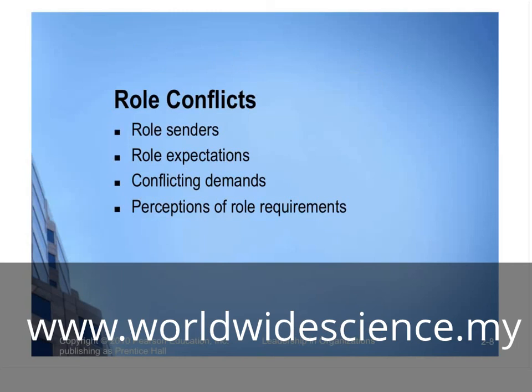So, there are role conflicts. There are role senders, role expectations, conflicting demands, and perceptions of the role requirements. The role senders are those who send and assign the roles. They send the roles to the people who are supposed to get those roles and take care of them. And there are role expectations, so basically the expectations for those roles.